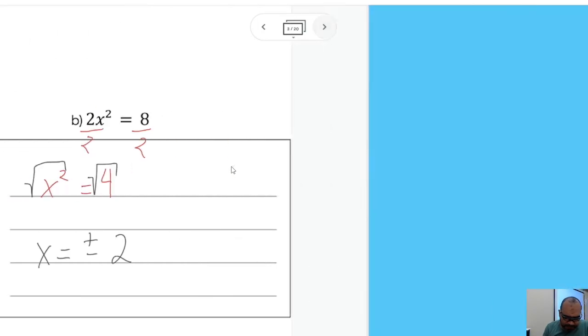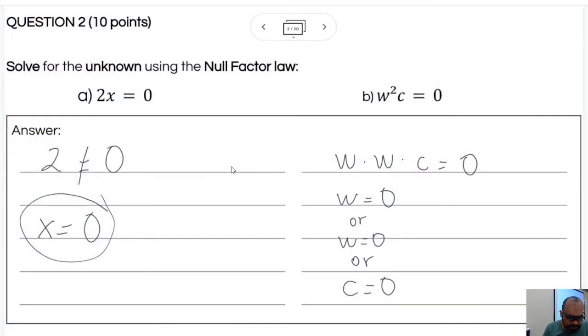Let's go ahead then. Question 2. Which number times 2 is 0? I have just one option, x equals 0, because it's impossible to be equal 0. It's wrong. Then just x equals 0. And w squared times c equals 0. Which options we have? Well, Mr., w squared I can write as w times w. Great. And the other ones, it is w times c.